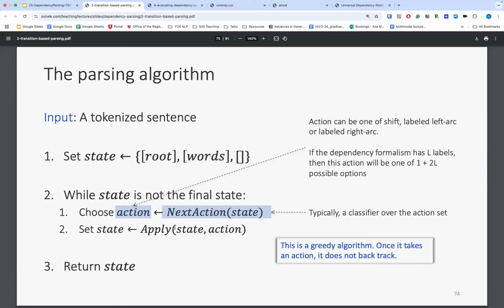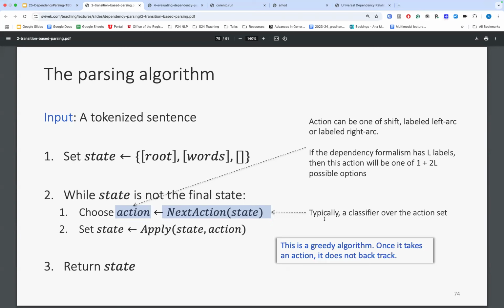Once you made a decision about what to connect and how to label it, and once a word becomes a dependent, you can no longer fix that. So it doesn't give us an opportunity to revisit the decisions we have made before.